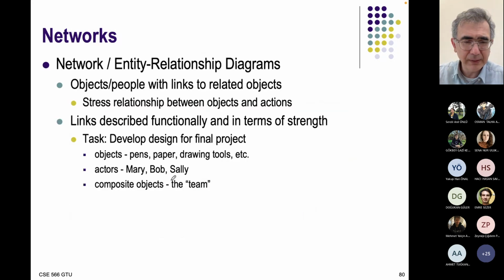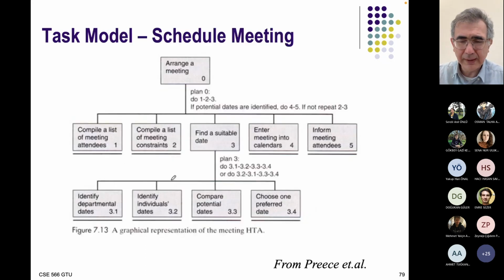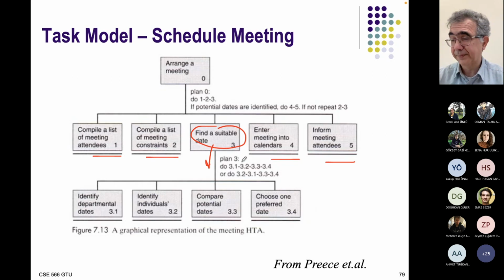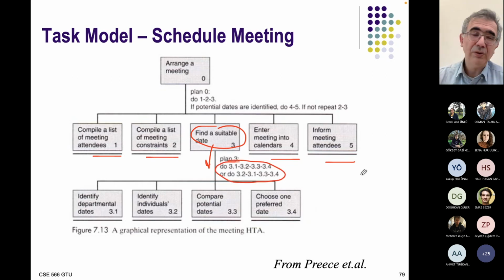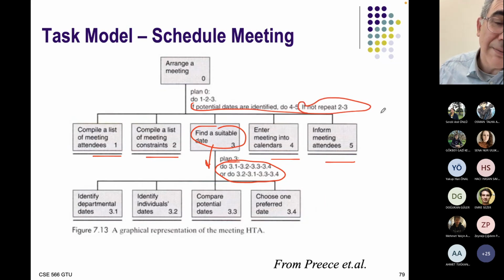Another, arrange a meeting, is here. This is arrange a meeting: compile meeting attendees, list of meeting constraints, find a suitable date, enter meeting into calendars, inform meeting attendees, inform departmental dates, etc. So this one can be expanded, but others are steps. Also, there is a discretionary choice. Not all of them are strictly required. Also, repeat actions can be written down here.